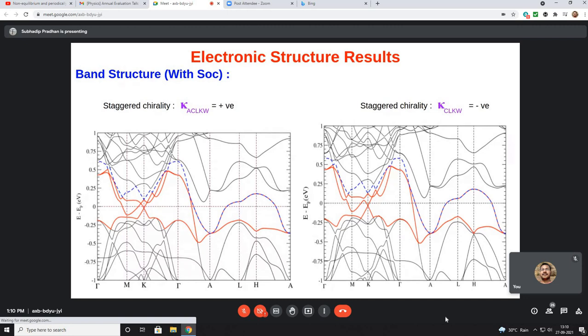So we can say that something is happening when we just change the staggered chirality. There is a topological tuning between a nodal ring and a Weyl node. That is the observation from our first initial calculations.